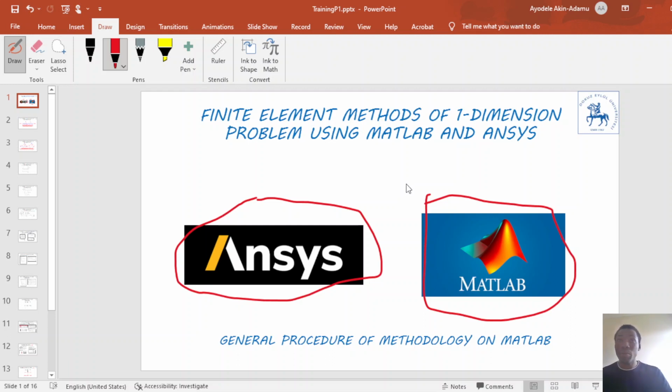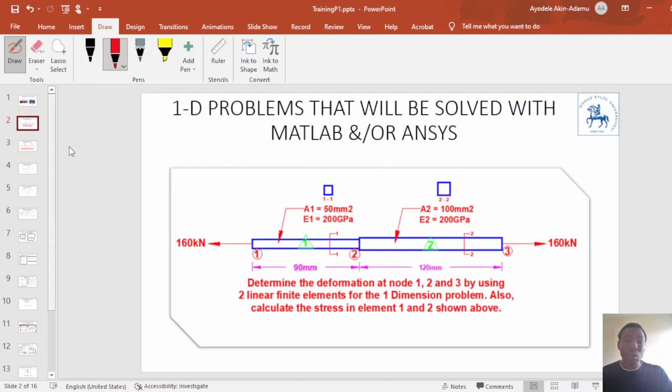I will be starting my series of lessons on finite element procedure from one-dimensional problems. In my subsequent lessons, I'm going to treat about 5 to 6 one-dimensional problems. The one-dimensional problem is the simplest problem you can solve using the finite element procedure. In my next slides, I'm going to show you the different one-dimensional problems which I'm going to solve using the finite element procedure.